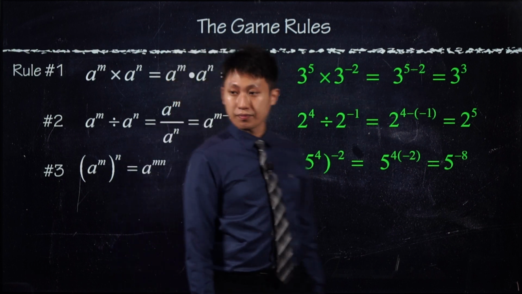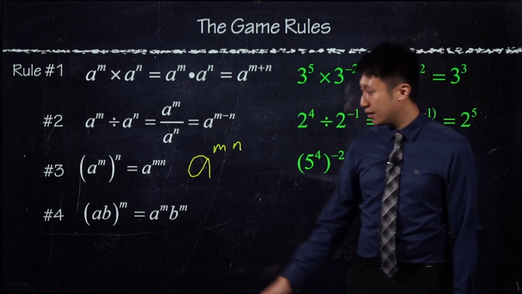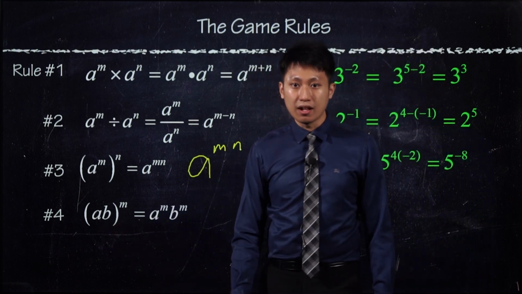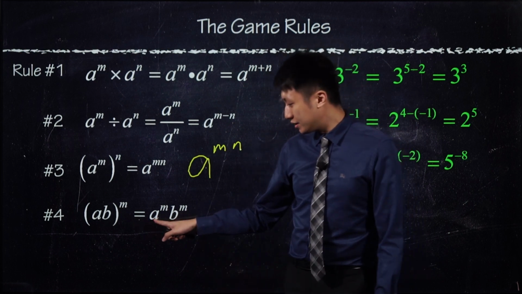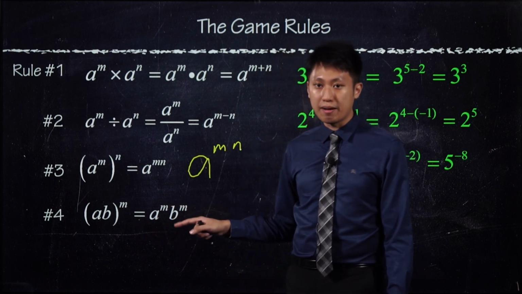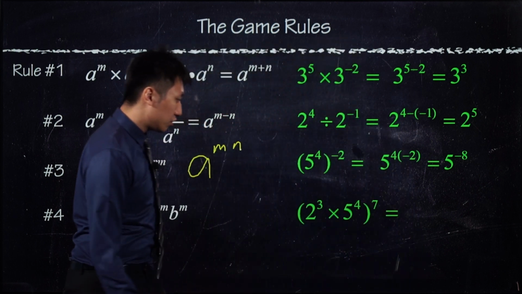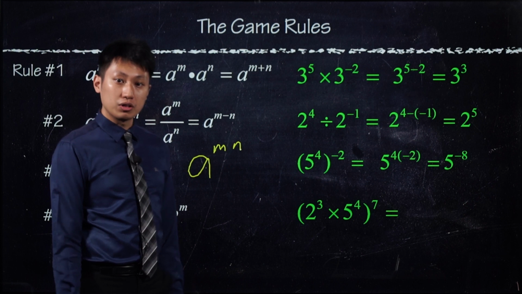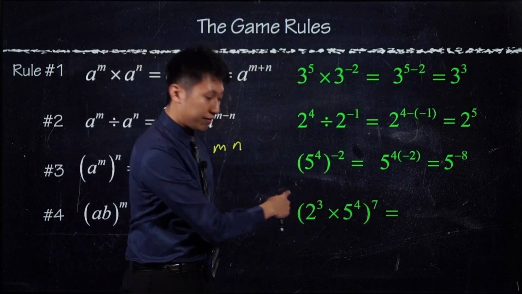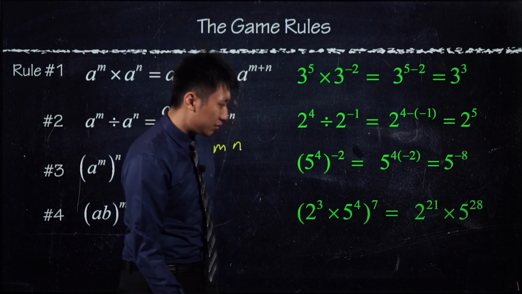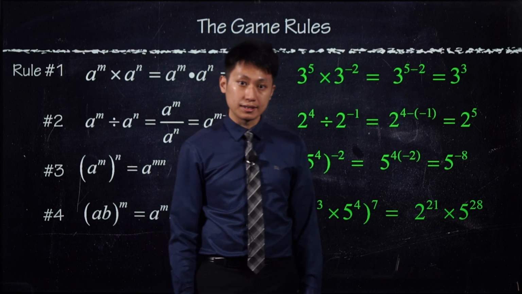No problem. Next, ab, the whole thing to the power m. Inside it's multiplication, so the whole thing takes the same power m. So it's a to the power m times b to the power m individually. Example, 2 to the power 3 times 5 to the power 4, the whole thing to the power 7. I take the power individually, 3 times 7, 4 times 7. So I will get 2 to the power 21, then 5 to the power 28.